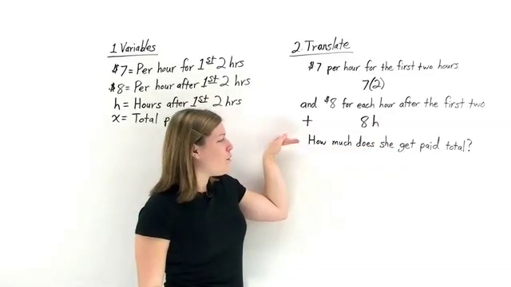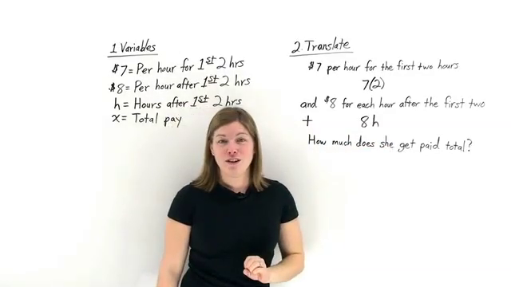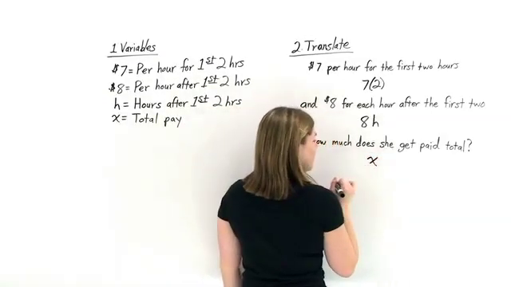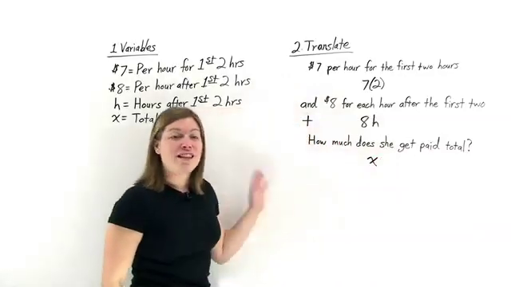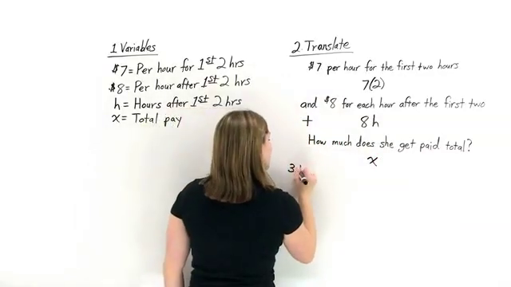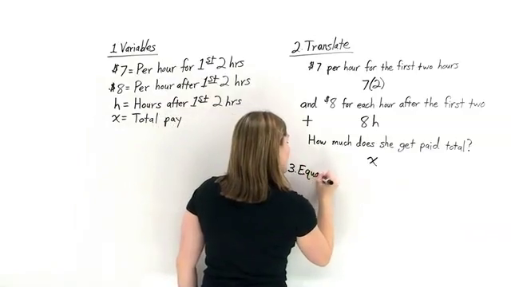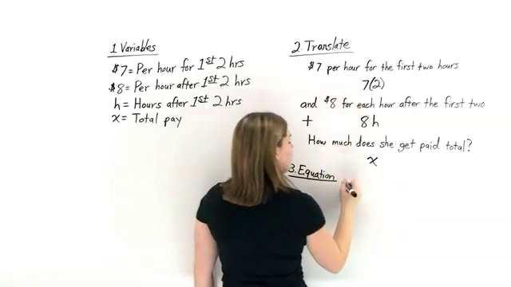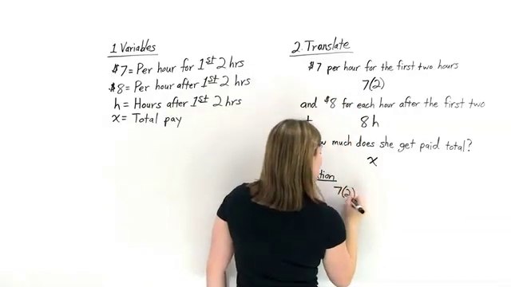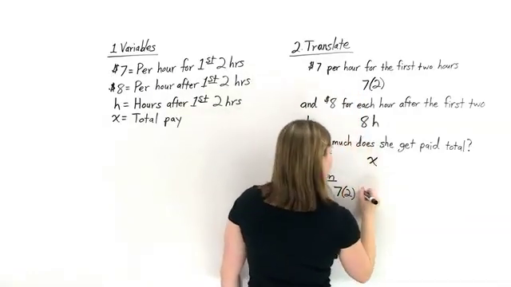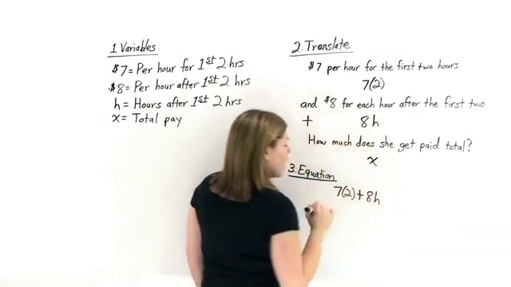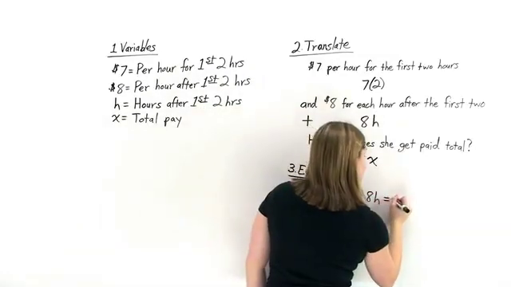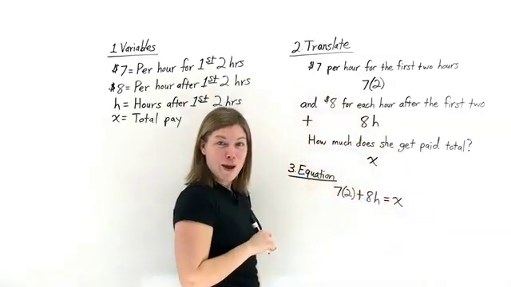Then we want to know how much she gets paid total. Well, that's the same as knowing her total pay. So that's X. Now that we've translated these words into mathematical expressions, let's create an equation. Let's put it all together. So we have 7 times 2, and we need to add 8H. If we add together these values, we will end up getting X, the total amount that Mariana gets paid.